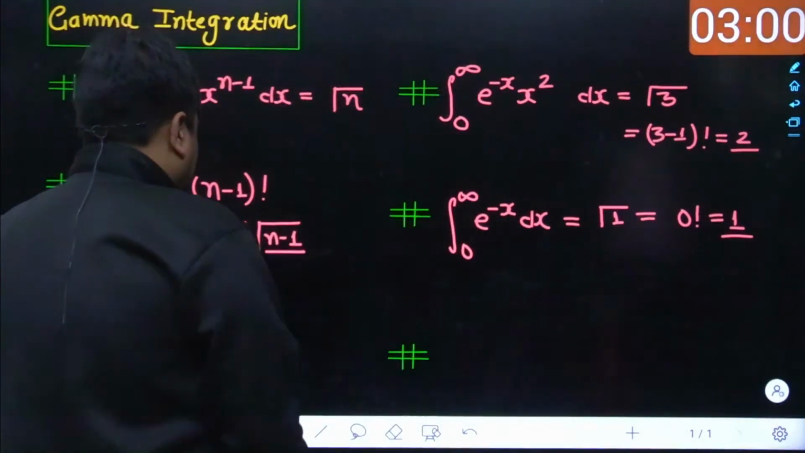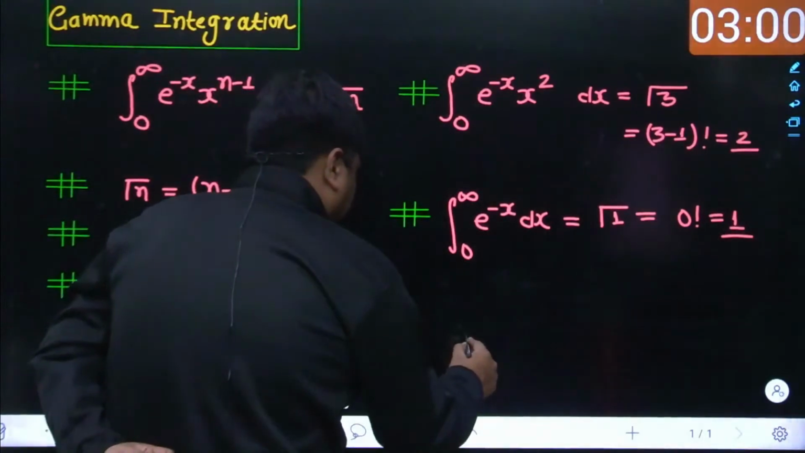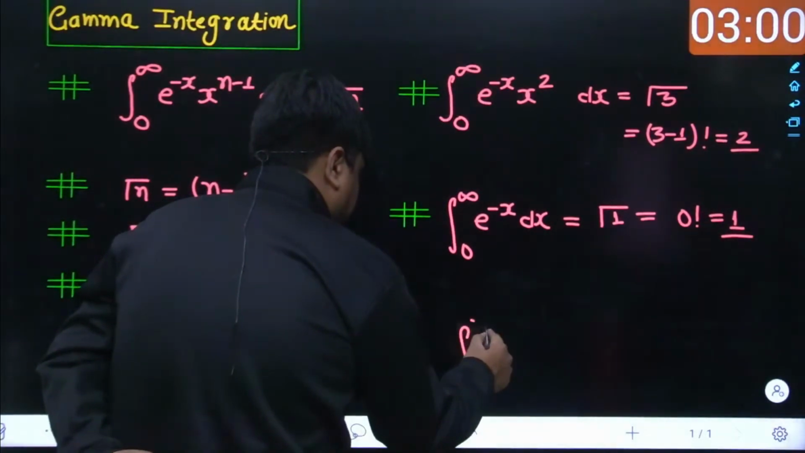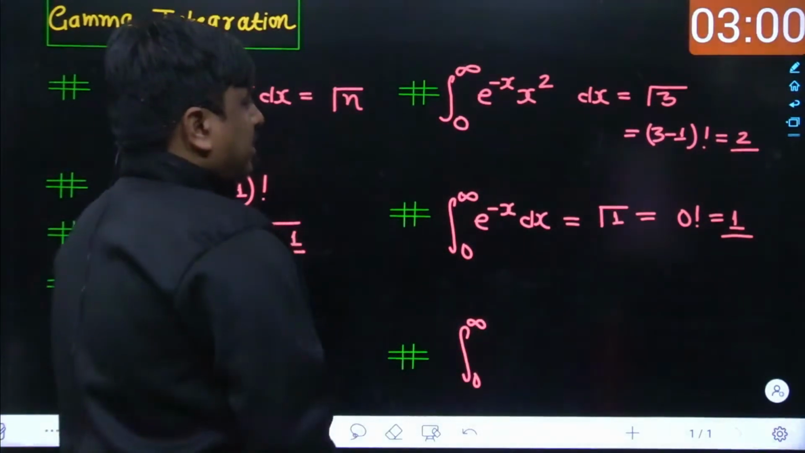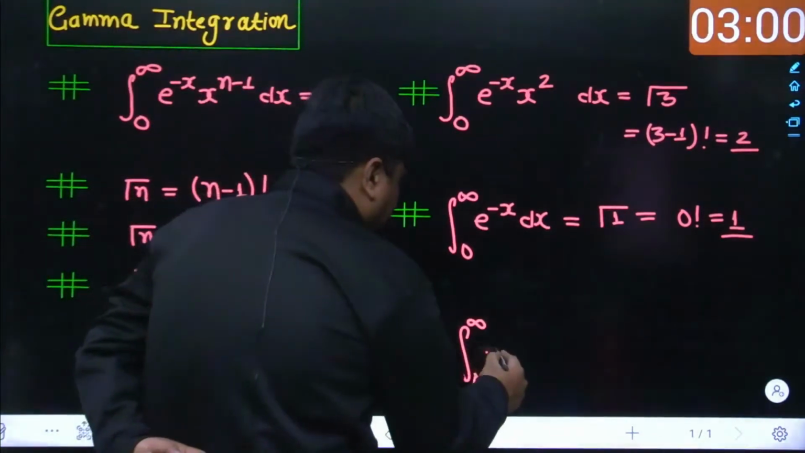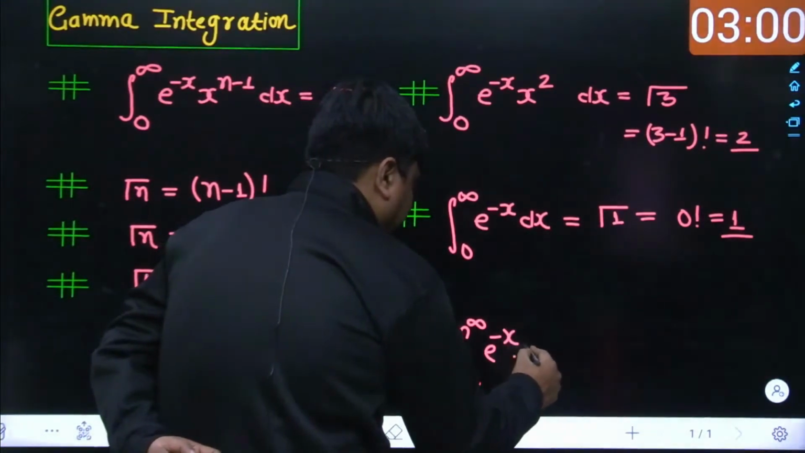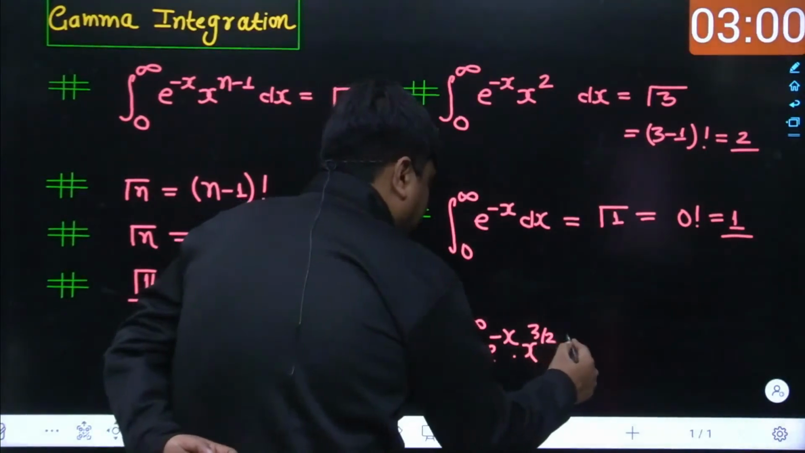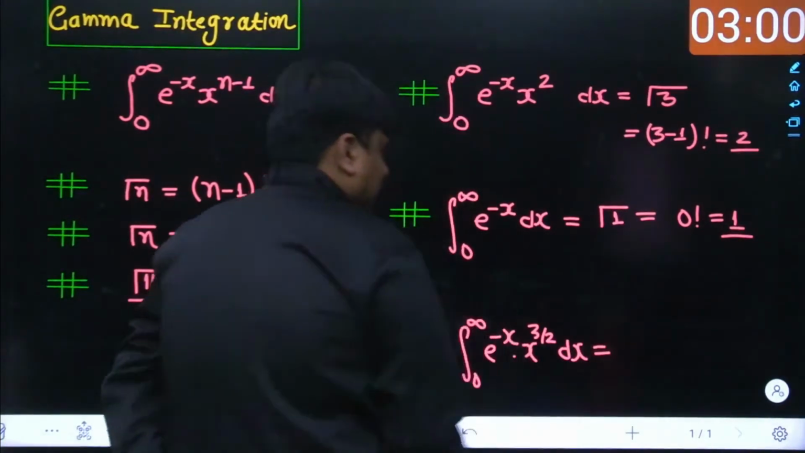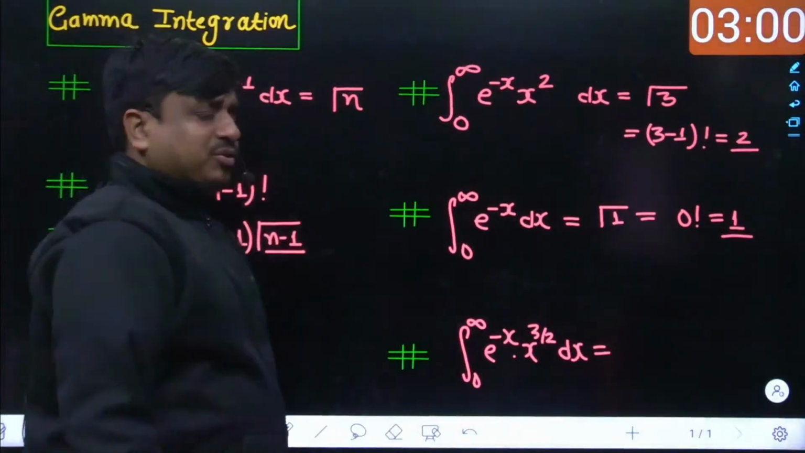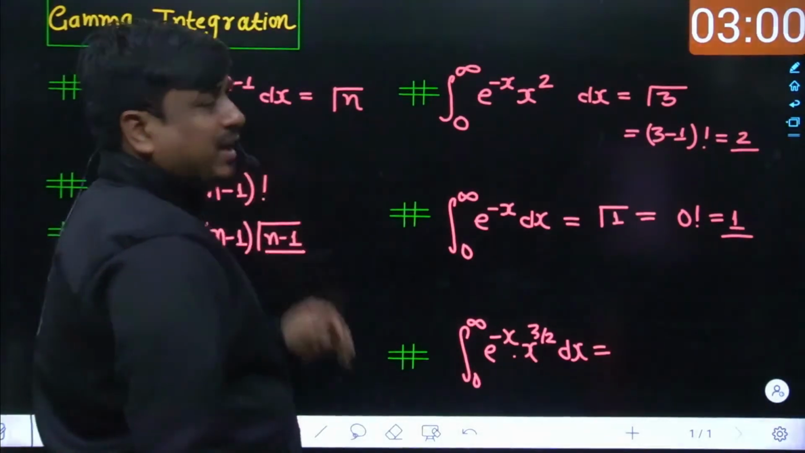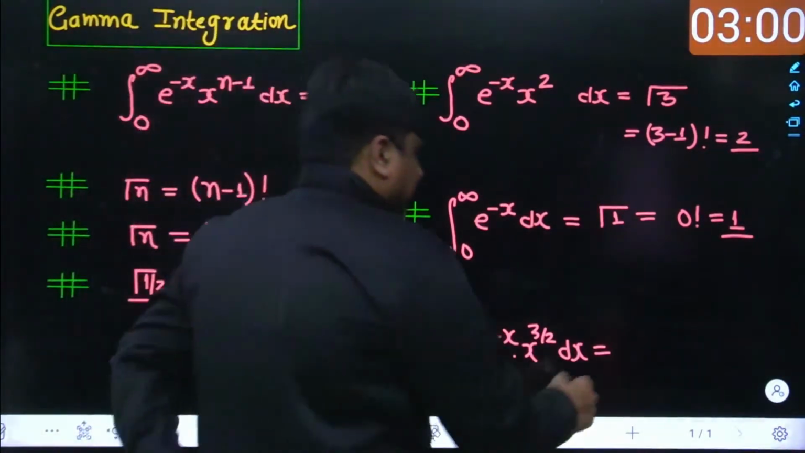In the same sequence, if I take another question as well, deliberately the quality of the questions is becoming a little bit tough over the steps. Now we are taking e to the power of minus x, x to the power of 3 by 2 dx. Again, if you compare both of them, n minus 1 is equal to 3 by 2, virtually speaking, n is equal to 5 by 2. I could have written this as gamma of 5 by 2.